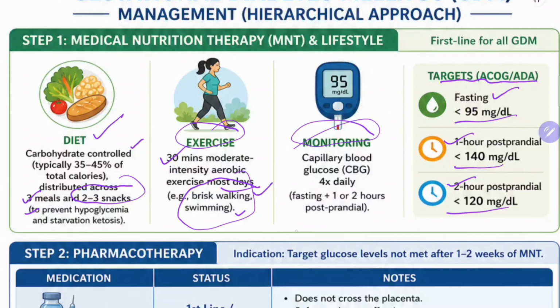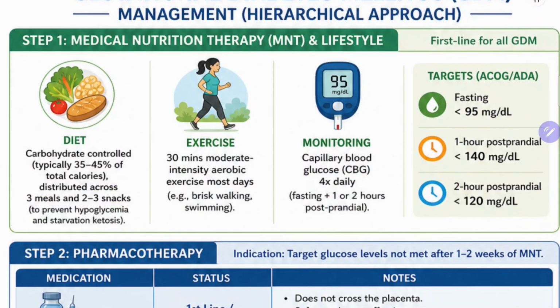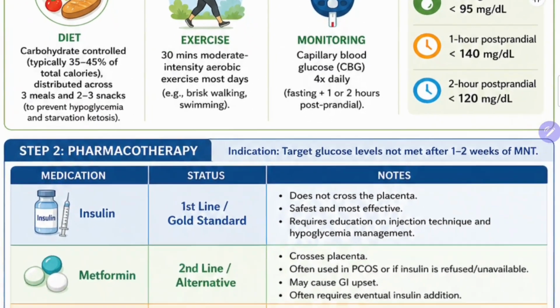So monitoring is required. How do you monitor? You will take fasting glucose, 1 hour glucose and 2 hour glucose, 4 times daily. Okay. Easy to remember: fasting glucose, 1 hour glucose and 2 hour glucose. And every 3 months you can take HbA1c also, and it should be less than 6.5% but more than 6%. So that is how you monitor. Okay. So exercise we have discussed, diet we have discussed, and monitoring and targets we have discussed.